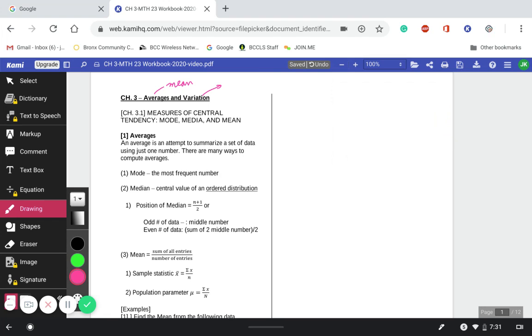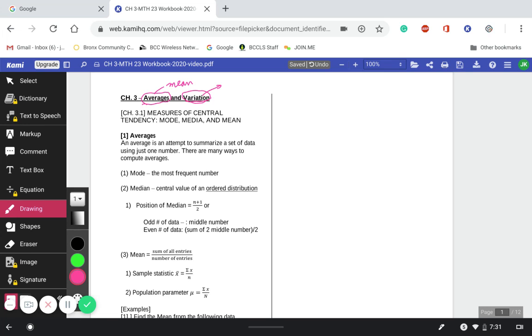In chapter 3.1, we are talking about the central tendency, the center value, which means the middle value. So average represents the middle value, and variation represents how much you are off from the middle value. Now let's talk about the middle value first, the measure of central tendency.